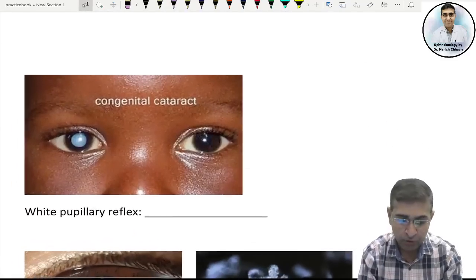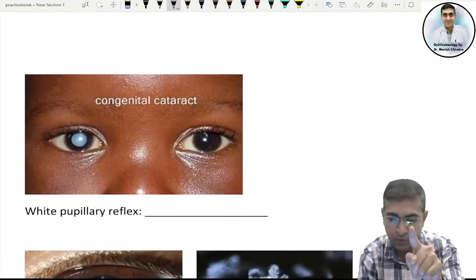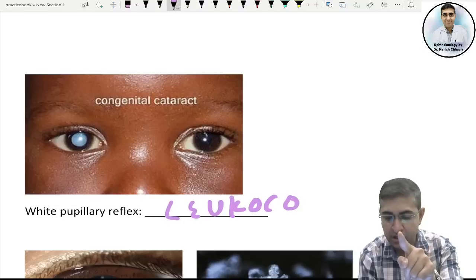Okay. What is this? Congenital cataract. White pupillary reflex. Yes, it is seen in white pupillary reflex. What is that known as? It is, boys and girls, leukocoria.